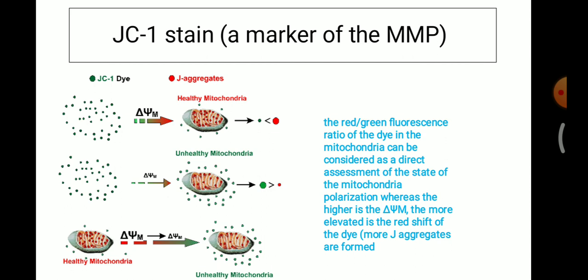For JC1, the marker of MMP, that is mitochondrial membrane potential, the red to green fluorescence ratio of the dye in the mitochondria can be considered a direct assessment of the state of mitochondrial polarization. The higher the mitochondrial membrane potential, the more elevated is the red shift of the dye, that is, the more J aggregates are formed. So if the ratio is high, it means red shift and more aggregates are formed, which shows the healthy condition of the mitochondria.